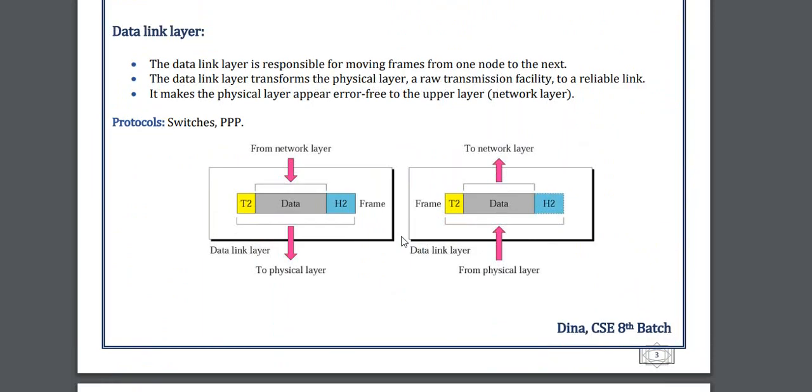The data link layer diagram looks like this, and it has a tail section and a head section. In the data link layer, the data are called frames, and this section comes right after the physical layer of the sender and right before the physical layer of the receiver. In the data link layer we have switches and PPP, the point-to-point protocol.